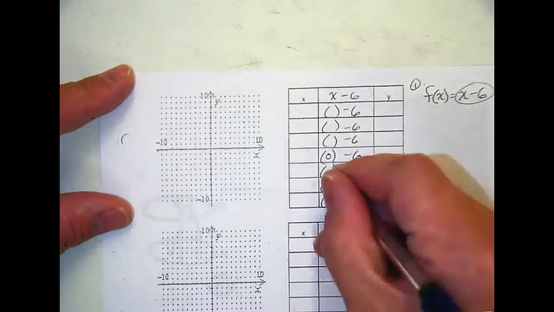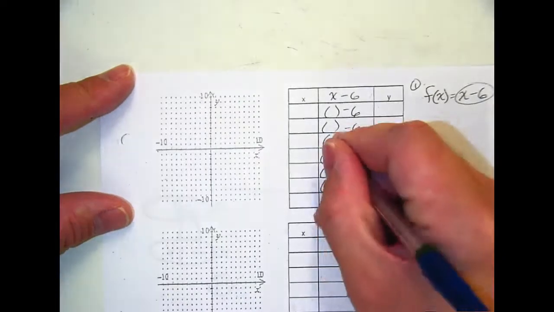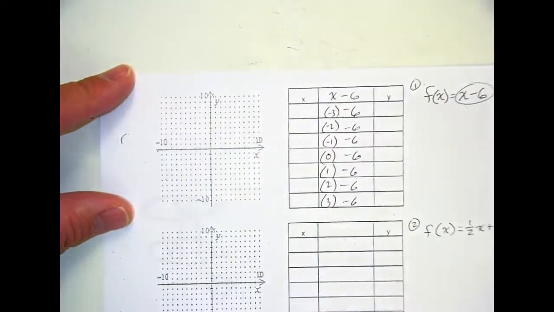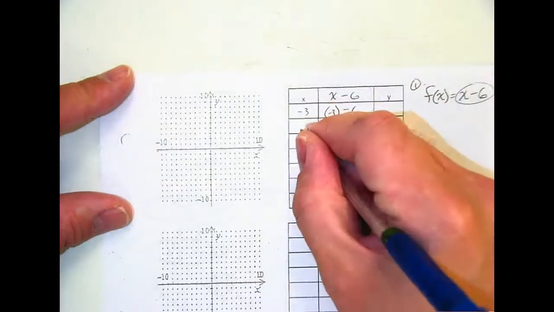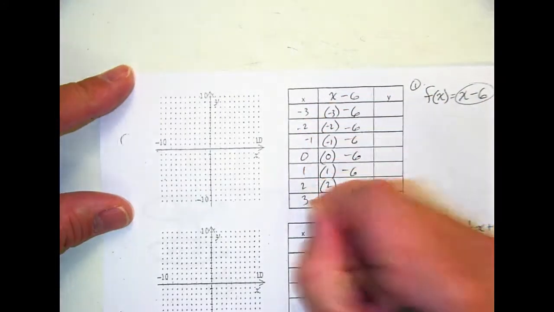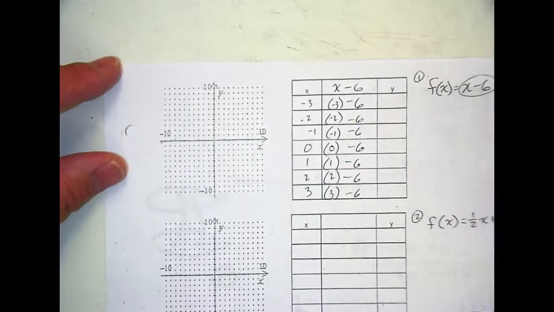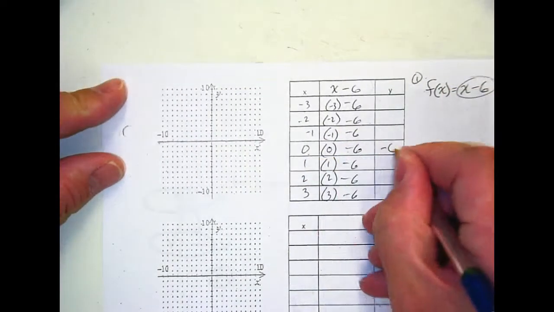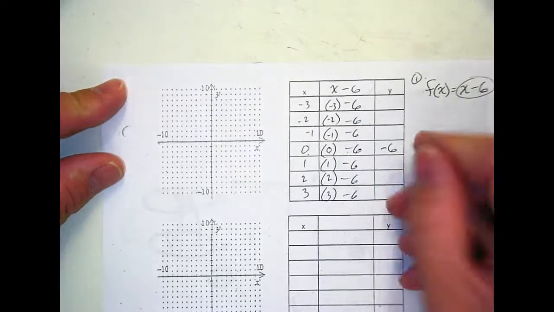Maybe count like that. And that gives me a pretty good deal. So that's -3, -2, -1, 0, 1, 2, 3. You don't have to, but I personally like 0 because it's easy to do the math. 0 minus 6 is -6. And that gives me the ordered pair, 0, -6.